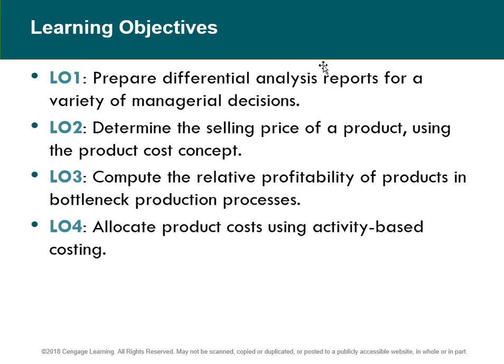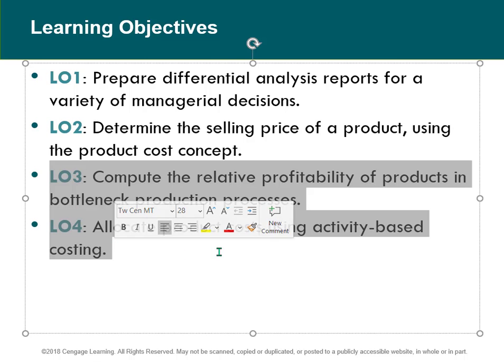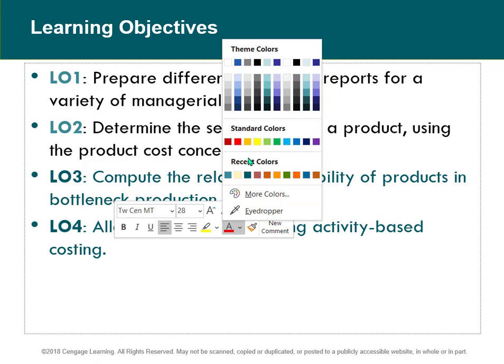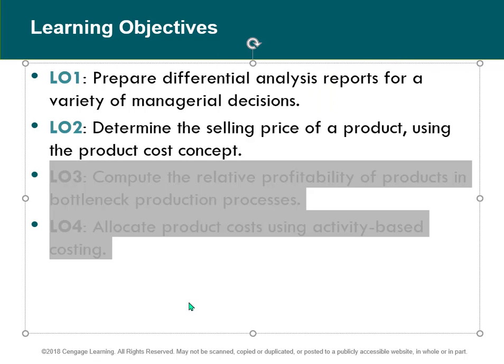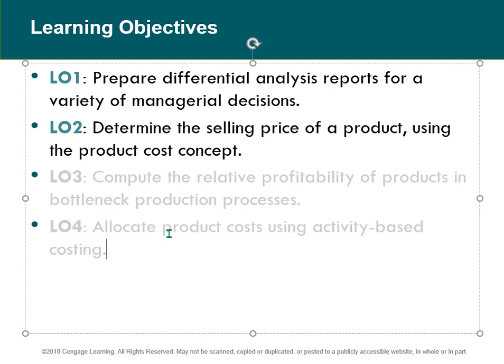To me, differential analysis for a variety of managerial decisions is a whole chapter. And then determining selling prices can get added with something else, but there are some good concepts in here. Bottleneck production processes is another issue, and the last piece is activity-based costing, which, as I said, is another chapter to me. So we are not going to do these two because they're separate topics, and this will be fine for now, okay?